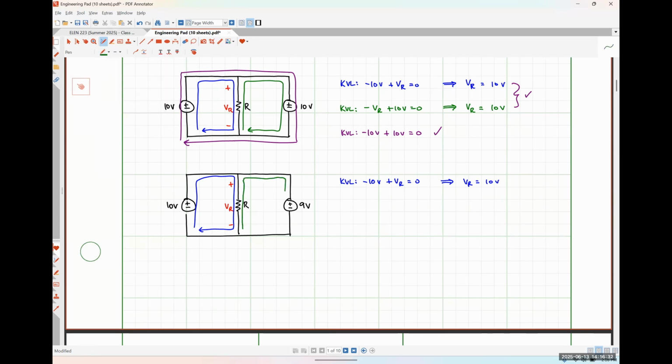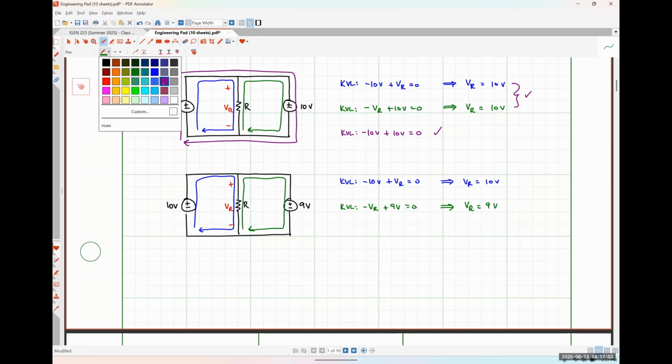Around my green path, like so, I would have negative VR plus 9 volts is equal to 0, which implies that VR is equal to 9 volts. And looks like we have a little bit of a problem because if we do KVL from the left, we get VR is equal to 10. If we do KVL around the right, we get VR is equal to 9.